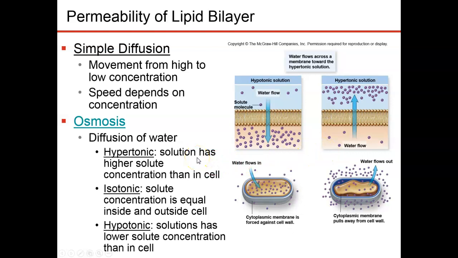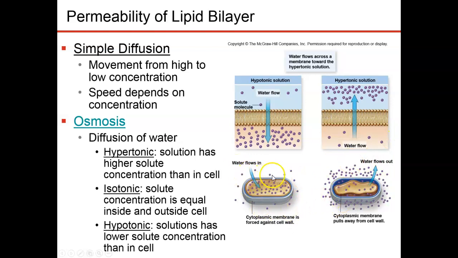In bacteria, because they have that cell wall, when the cell enters a hypertonic environment, water leaves the plasma membrane and leaves the cell. The plasma membrane will pull away from the cell wall, and you'll see this plasmolysis form. And so that's what happens with the cell wall.